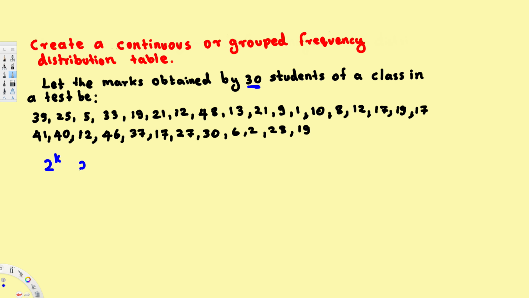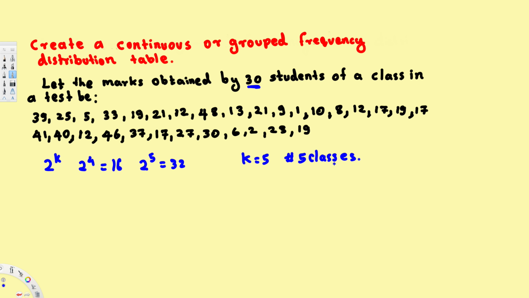Now let's try 2 power 4, that is 16. So that is not greater than 30, right? So we have to move to the next number, 2 power 5, and that is 32, and this value is greater than 30. So this is giving us k is equal to 5, right? So since k is equal to 5, we are going to create 5 classes.